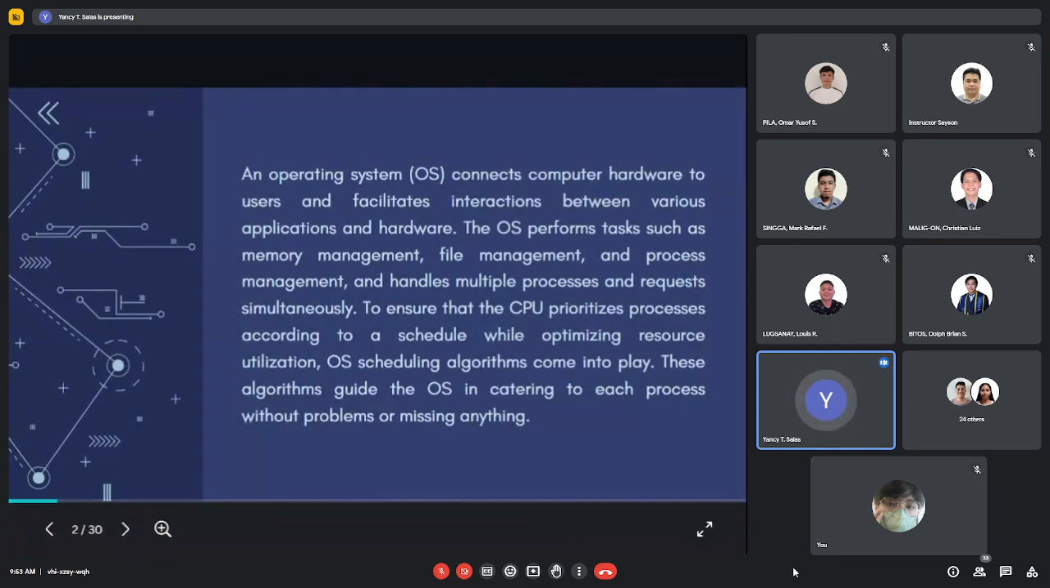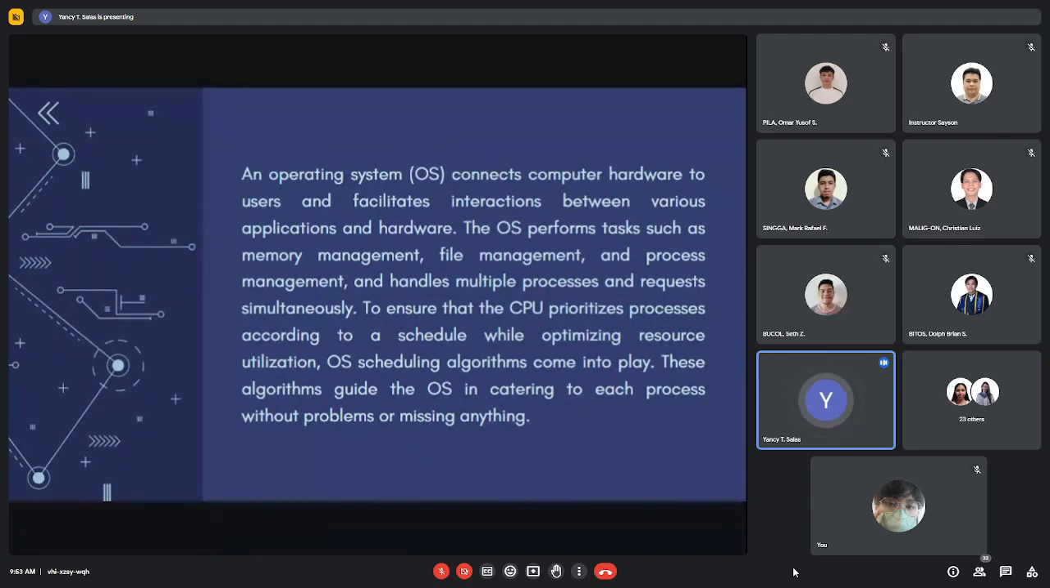An operating system connects computer hardware to users and facilitates interactions between various applications and hardware. It includes the memory, file, and process management. Scheduling algorithms in an OS, or operating system, prioritize the execution of processes according to a set of rules or guidelines, optimizing resource utilization and ensuring timely execution. These algorithms help the CPU prioritize processes according to a schedule while keeping others on standby, ensuring that each process gets the necessary resources to execute efficiently.